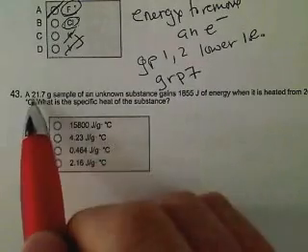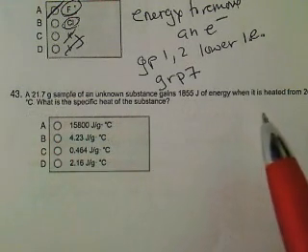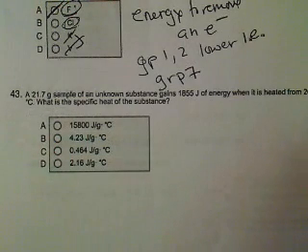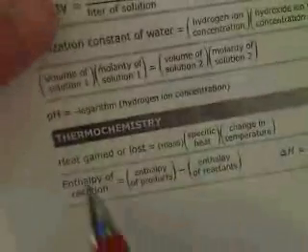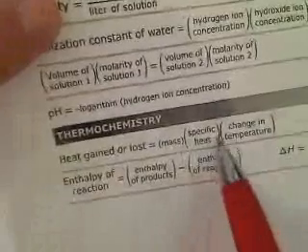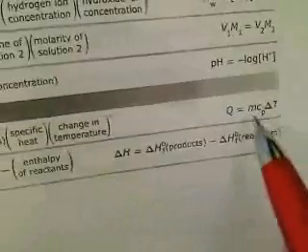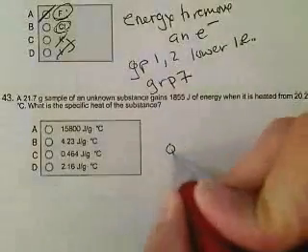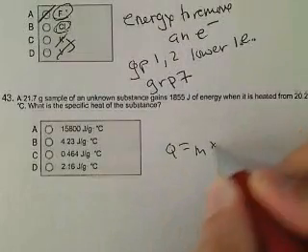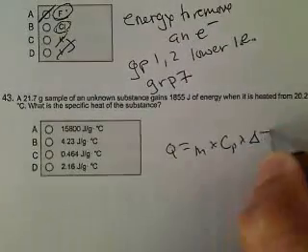Okay. You have a 21.7 gram sample of an unknown substance that gains this energy when it's heated from about 20 degrees to about 204. What is the specific heat of the substance? So we're going to basically use the same equation that we used a little bit ago. We're going to use this one here, and we're going to find specific heat. So they give you Q equals M times CP times delta T.